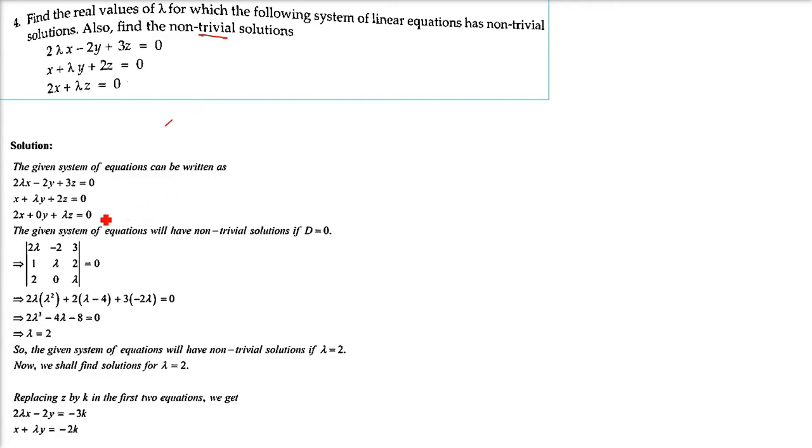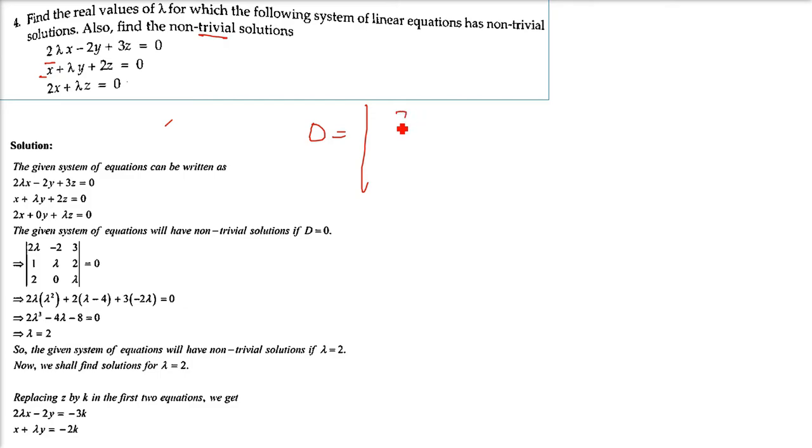If the given system of equations has a non-trivial solution, that means the capital D, which we are calling the determinant, has to be equal to 0, right? And we will use this lambda and try to find the value of lambda, and then we will reuse whatever value comes. So let me just find out this D.